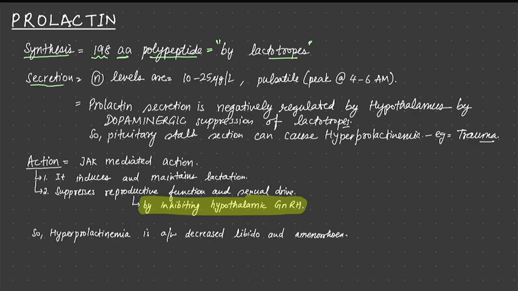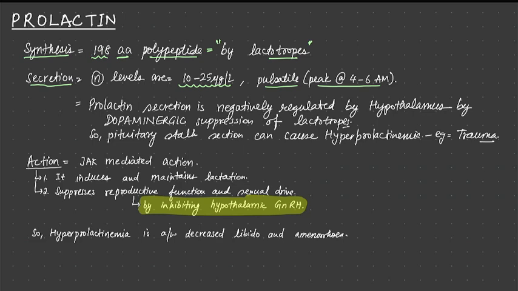Secretion. How is it secreted? Usually, most of the pituitary hormones are secreted in pulsatile form for their proper action. I mean, throughout the day, their levels will keep on changing. For example, in case of prolactin, normal basal levels are 10 to 25 micrograms per liter, and their maximum level in the blood is around 4 to 6 a.m. in the morning.